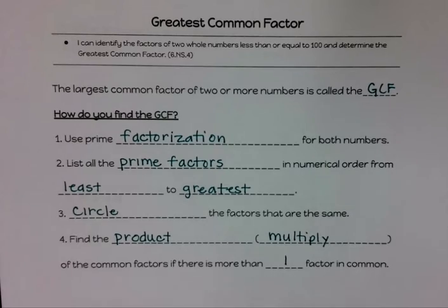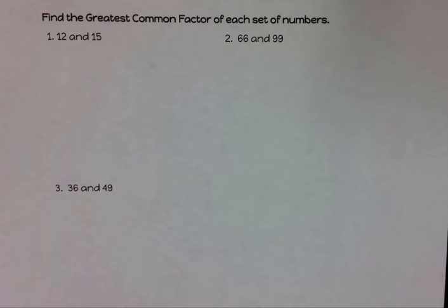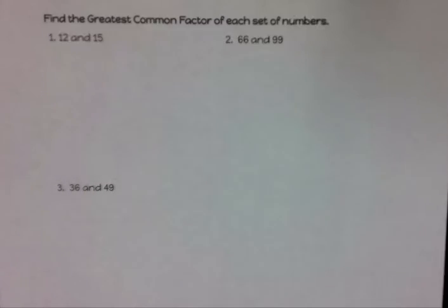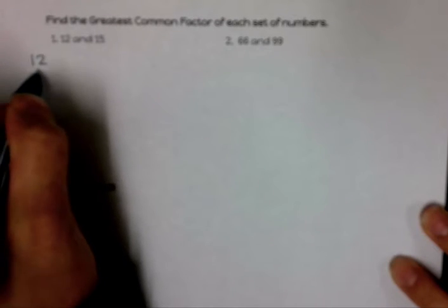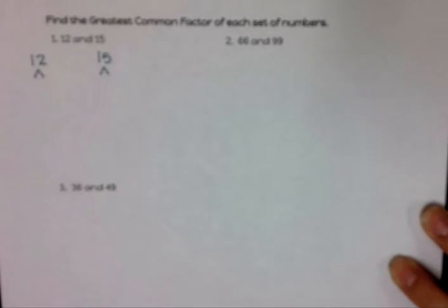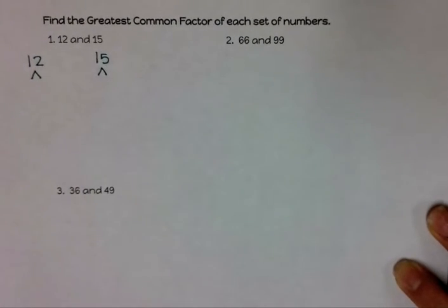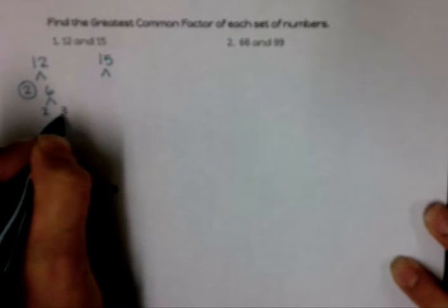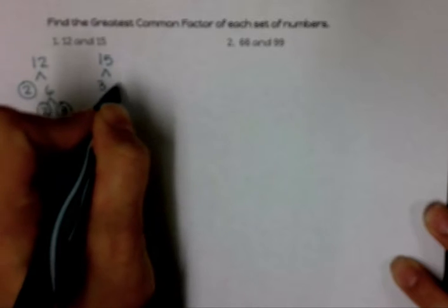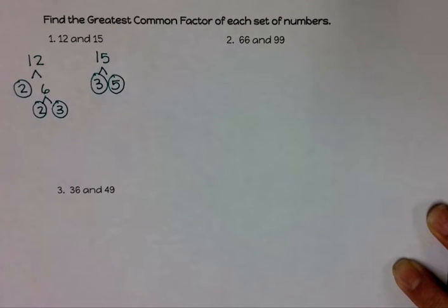All right, so let's do a couple examples together. So our first one, we're going to find the greatest common factor of 12 and 15. On your sheet of paper, go ahead and factor out 12 and 15 to your prime numbers. All right, let's see how you did.